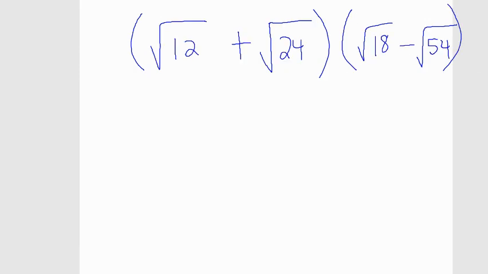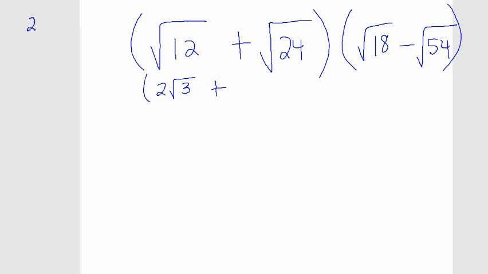All right, so let's talk about square root of 12 plus square root of 24 times the square root of 18 minus square root of 54. So again, probably be best if we simplify this first. 12, we know from earlier, ends up being 2 square root of 3, okay? So we get a pair of 2's and a 3 out of it.